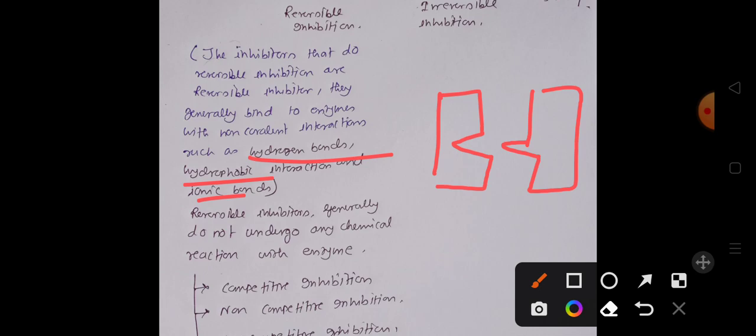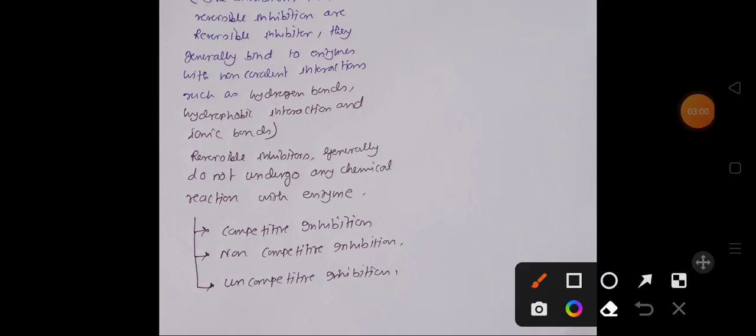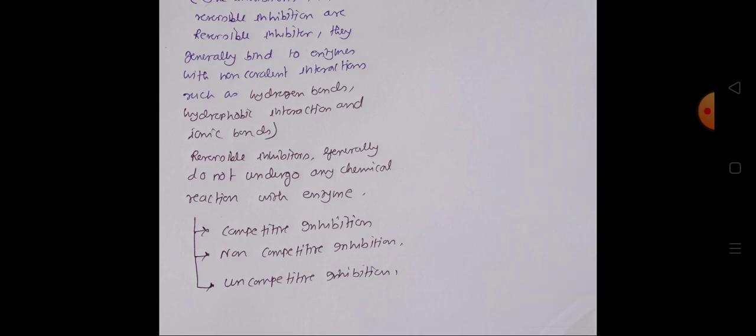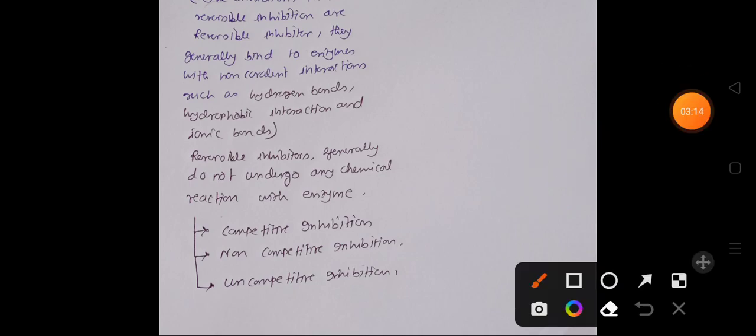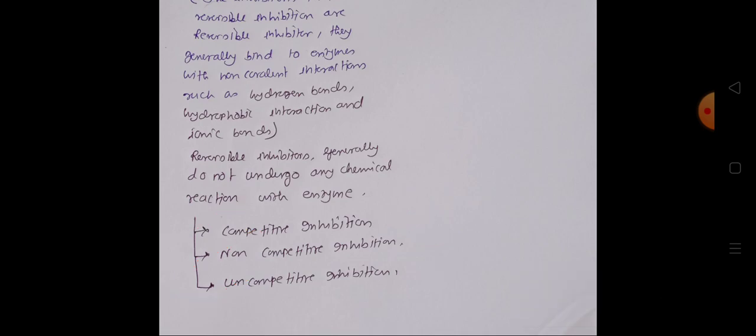We can classify reversible inhibition on the basis of whether they bind to the active site of the enzyme or to some other site, and whether they bind with the free enzyme or with the enzyme substrate complex. On the basis of those things, we can classify reversible inhibition into three different subtypes: competitive inhibition, non-competitive inhibition, and uncompetitive inhibition. So let's start our discussion on competitive inhibition.